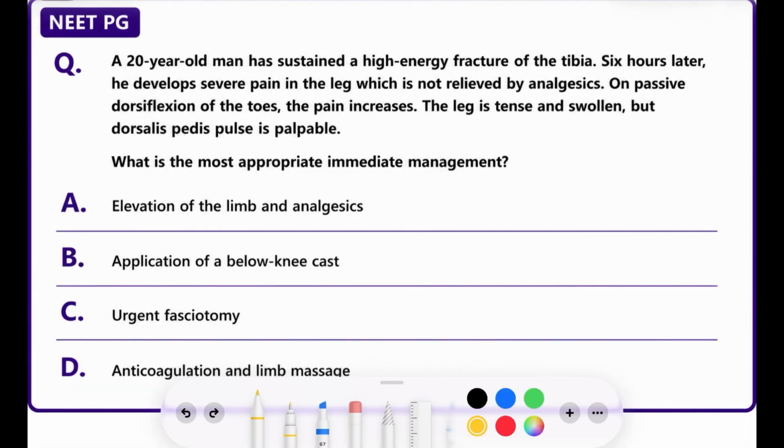A 20-year-old man has sustained a high-energy fracture of the tibia. 6 hours later, he develops severe pain in the leg, which is not relieved by analgesics. On passive dorsiflexion of the toes, the pain is increasing. The leg is tense and swollen, but dorsalis pedis pulse is palpable. So, by these features, you can clearly see this is acute compartment syndrome. So, what will be the management of acute compartment syndrome? That will be, as you have seen in the video, urgent fasciotomy, as the immediate management.